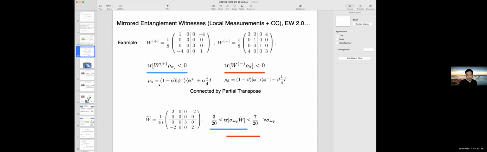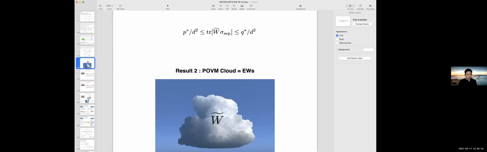And also, W plus and W minus are connected by partial transpose. So physically, they can never be detected at the same time. But now I can tell you that by realizing this operator, you can actually detect both states at the same time. So in summary, if you give me some positive operator which can be decomposed into POVM elements, then I call it a POVM cloud, and this corresponds to an entanglement witness.